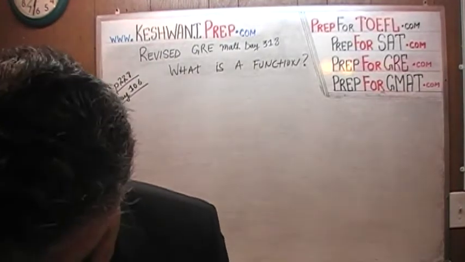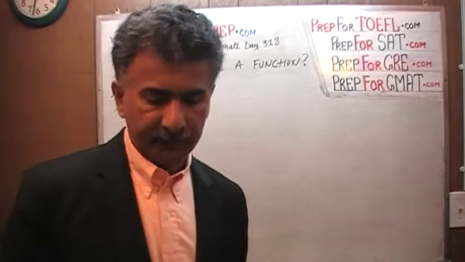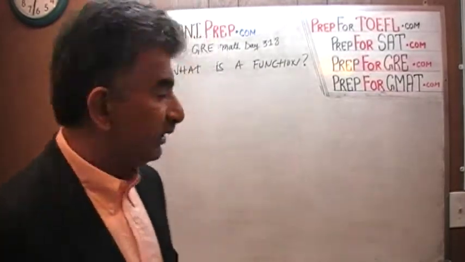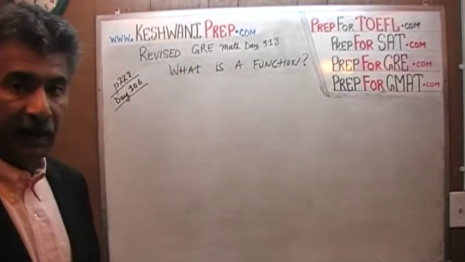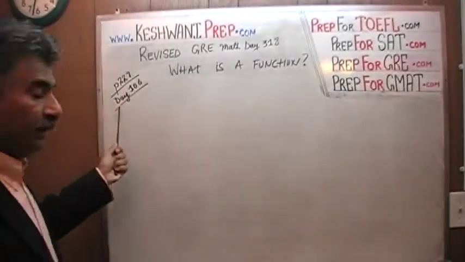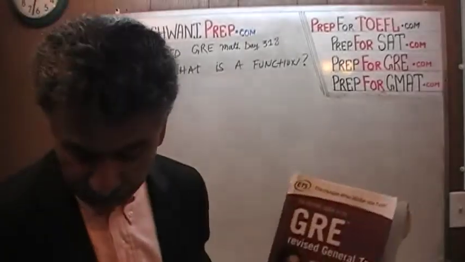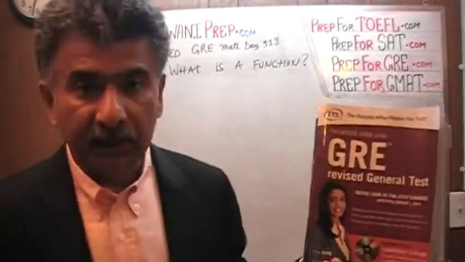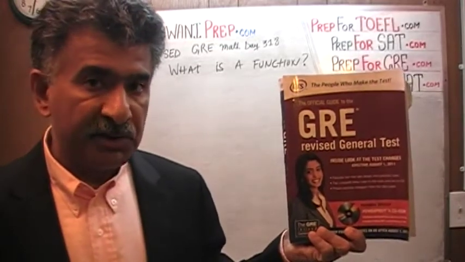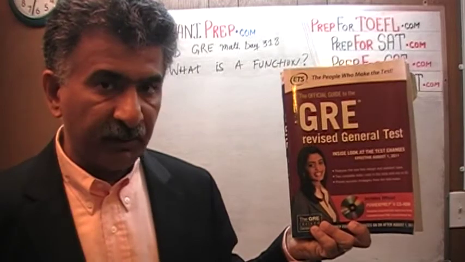The problems that we are about to solve today are the ones that you're going to find on page number 229. The topic itself begins on page number 228, and the topic today is simply, what is a function? The original lecture and the original problems appeared on the same page number in the first edition of the revised GRE. We have already solved every single problem from this book.